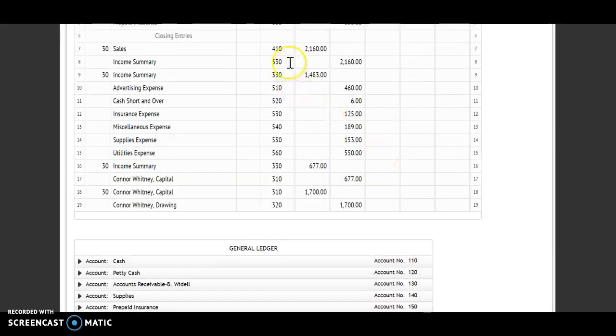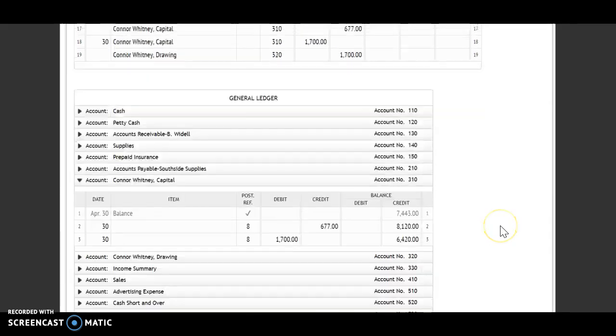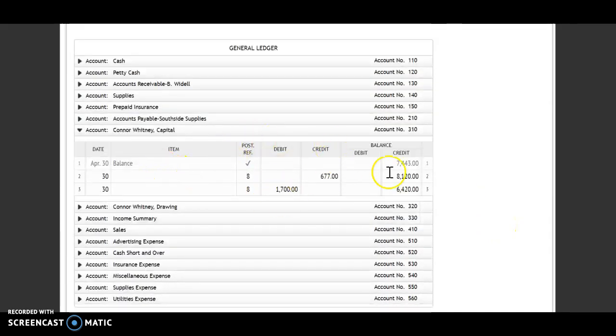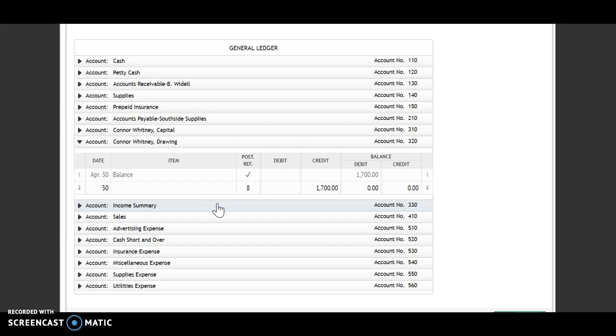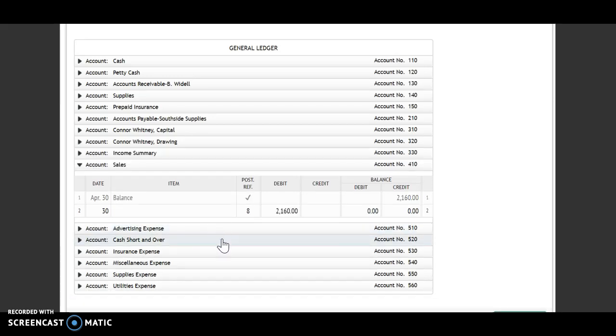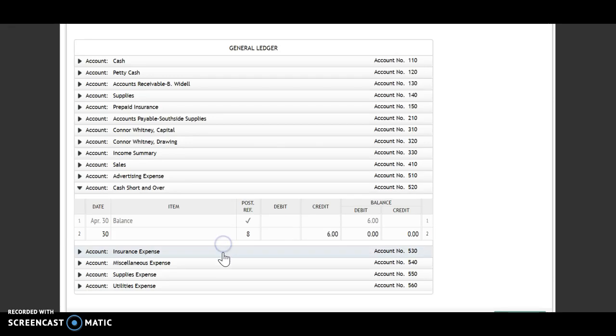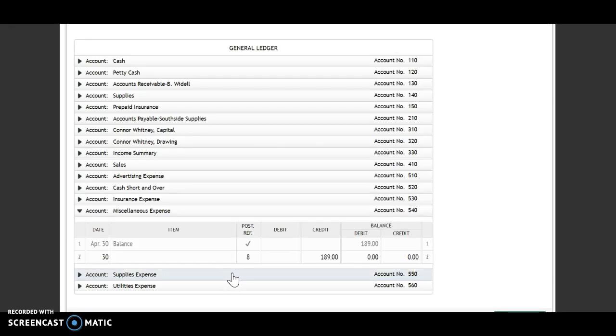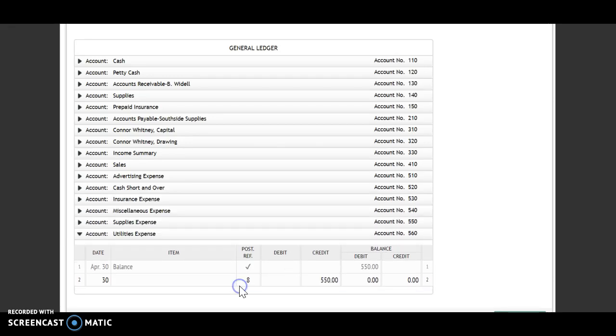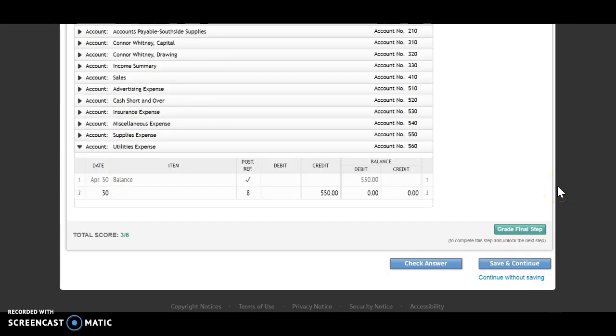I have completed my posting. My post reference column is completely filled in. A couple things that I'm going to look at. Here you'll see my capital account. Hopefully you got your correct new balance. And then everything after my capital account should be at a 0 balance. So if I click through these, I should see that the rest of those accounts are at a 0 balance because those are all of our temporary accounts.